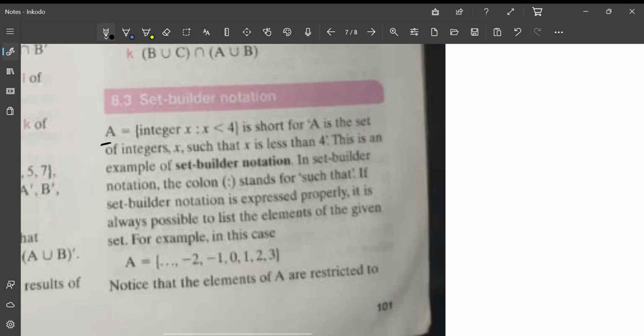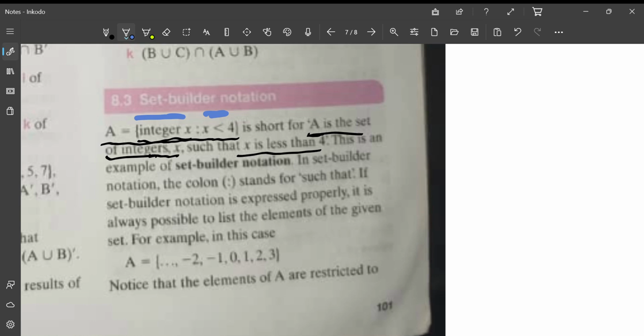Take for example this set. It says A equals x, where x is an integer and x is less than 4. What it means is that A is the set of integers. Remember, integers are whole numbers, whether positive or negative: -1, -10, 11, 8, 5, those are integers. So A is a set of integers x such that x is less than 4. So what they are telling you simply is that all integers that are less than 4 belong to the set A. They have told you here that x is less than 4, and they have told you that x is an integer.